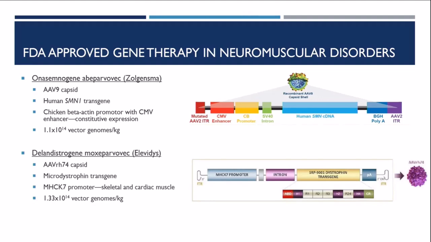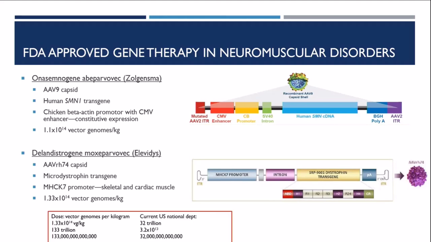Here's the DMD product that's available, delandistrogene moxeparvovec. It's an AAV RH74 capsid, so a different capsid, with a microdystrophin transgene on an MHCK7 promoter, so a skeletal muscle promoter. Even if this successfully transduces other tissues, it's really only going to be expressed in skeletal and cardiac muscle. Again, the dose here is 1.3 times 10 to the 14 vector genomes per kilogram.